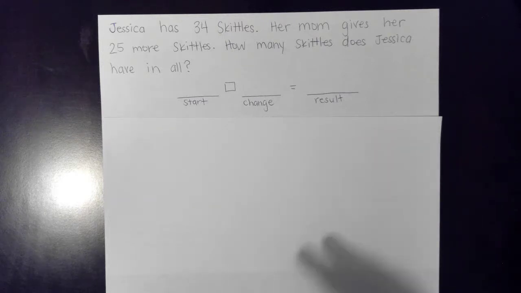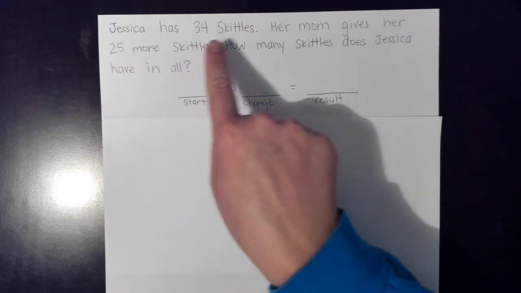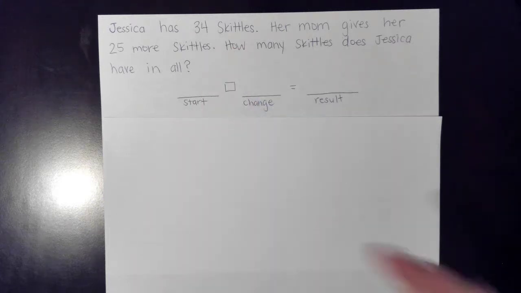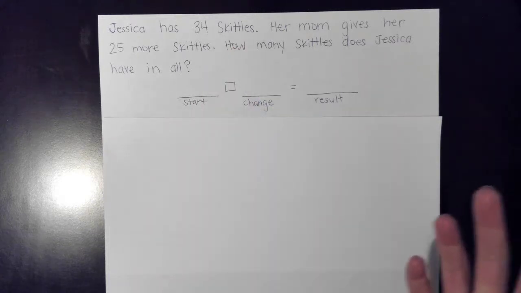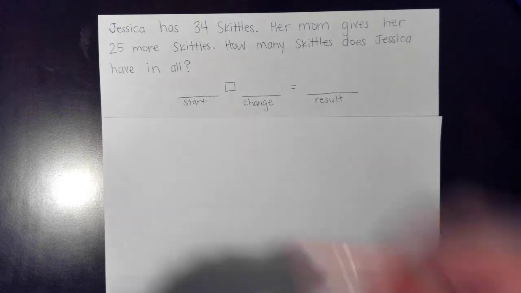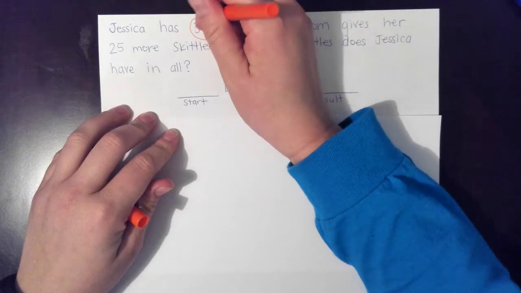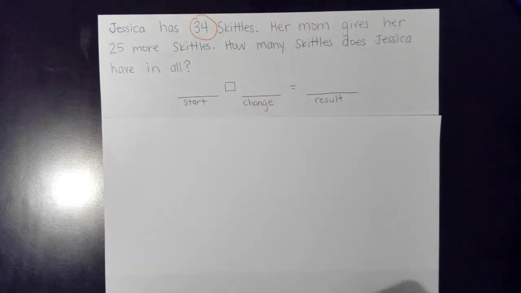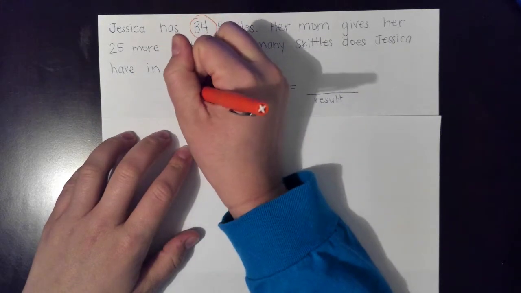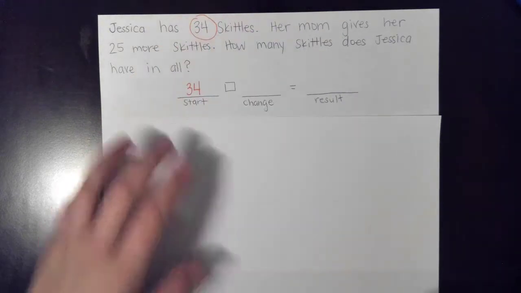Let's read the first sentence. It says, Jessica has 34 Skittles. Well, I know that Jessica is starting out with an amount of Skittles. So I'm going to circle that she has 34 Skittles. And I know that she's starting out with that. So I'm going to write 34 in that spot.